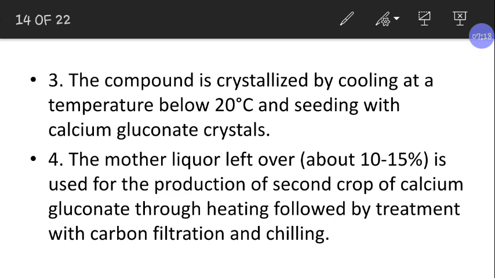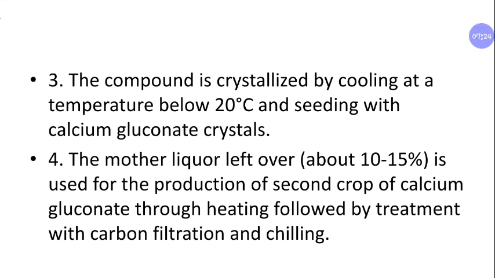crystals. The liquid which is left over, which is about 10 to 15%, is used for the production of a second crop of calcium gluconate through heating, followed by treatment with carbon, filtration and chilling.